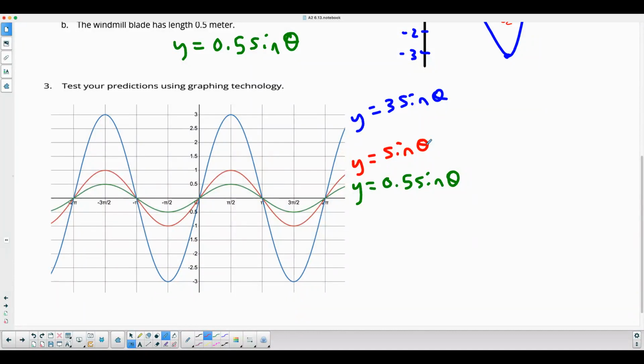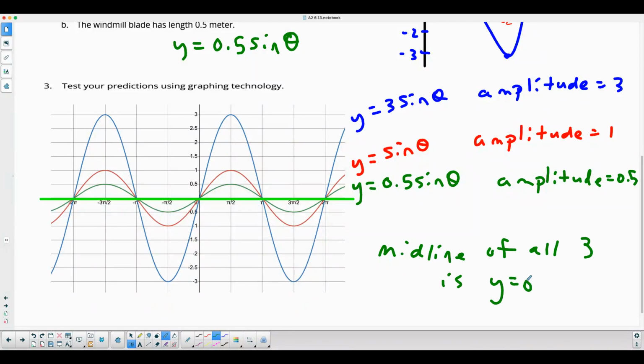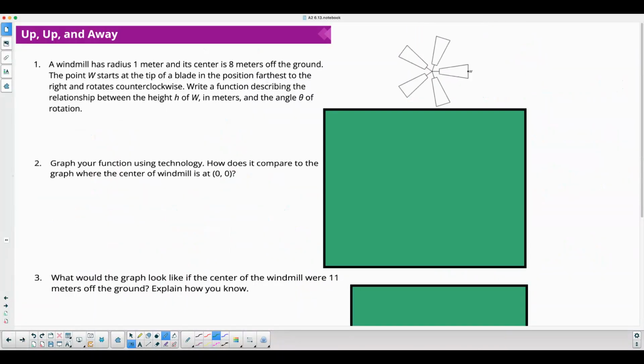Okay. Amplitude of each one of these, the amplitude of the blue graph is 3. Amplitude of the red is 1, and the amplitude of the green is 0.5, okay? And the midline of all of them is y equals 0. Okay, your midline just goes right through the middle. That's y equals 0. There you go. All right.